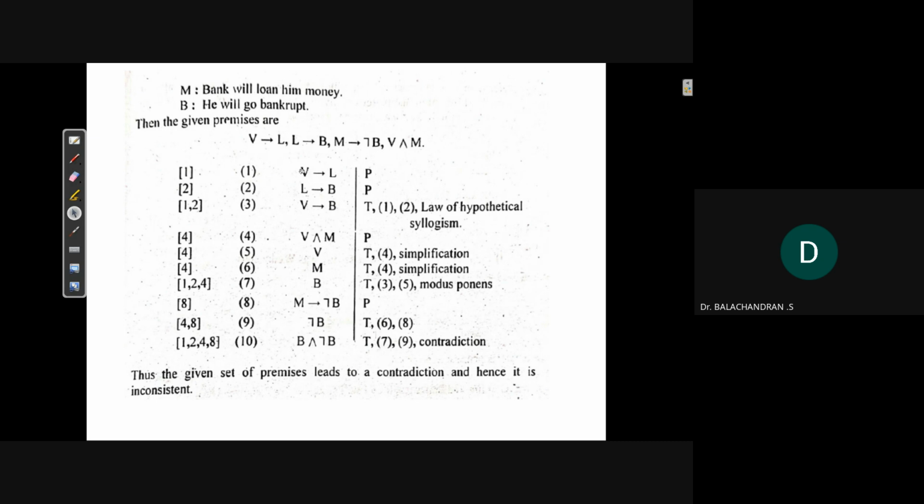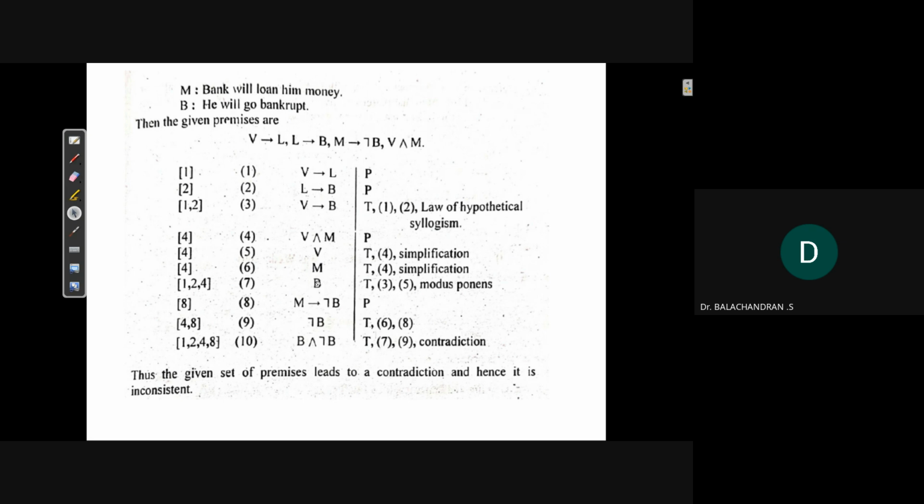Okay. So now we'll take V implies L, which is a given premise, and L implies B, which is also a given premise. From this we have V implies B. From 1 and 2, that is rule T. Next, I'll take V and M. This is rule P. From P and Q we have P, comma, Q. So from V and M, we have V, M. Next, from V, comma, V implies B, we have B.